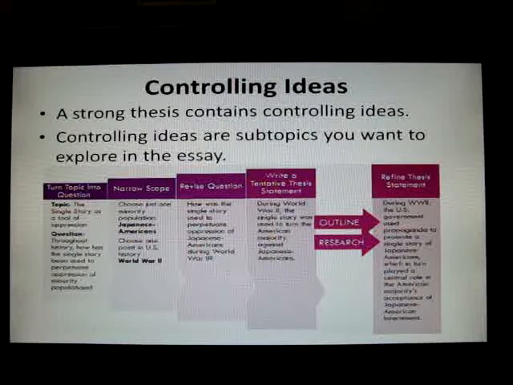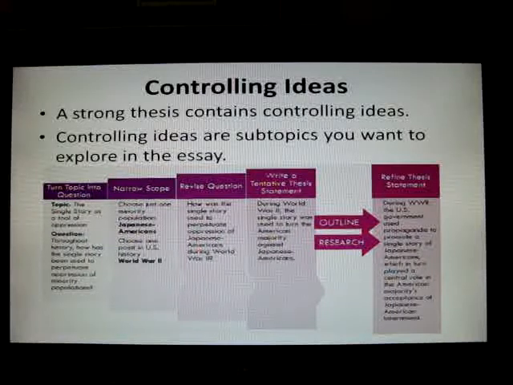Controlling ideas. These are the things you're going to focus on as you explain and explore, define your topic. These are the things that are going to be the focus of the paragraphs in your essay. This is going to be like if you were developing an outline. These are going to be the major points for your outline. So a strong thesis contains controlling ideas.